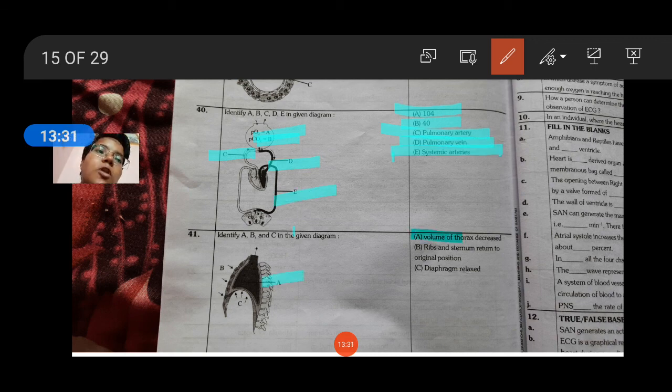A is volume of thorax decreased, as occurs during expiration. As you can see, the arch is like this. B is ribs and sternum return to their original forms, as occurs during relaxation, as I told you earlier. And C is diaphragm relaxed.